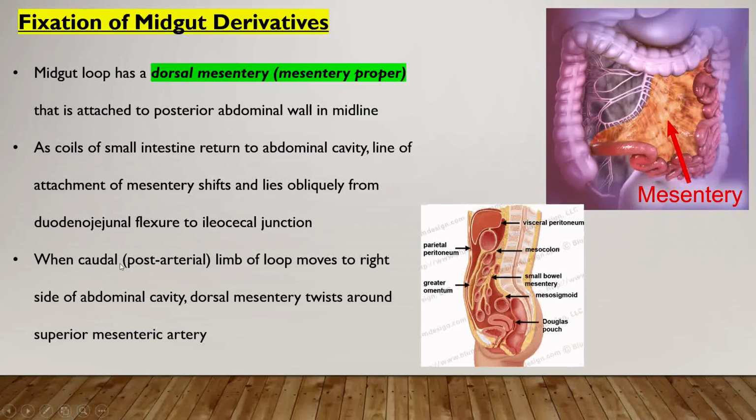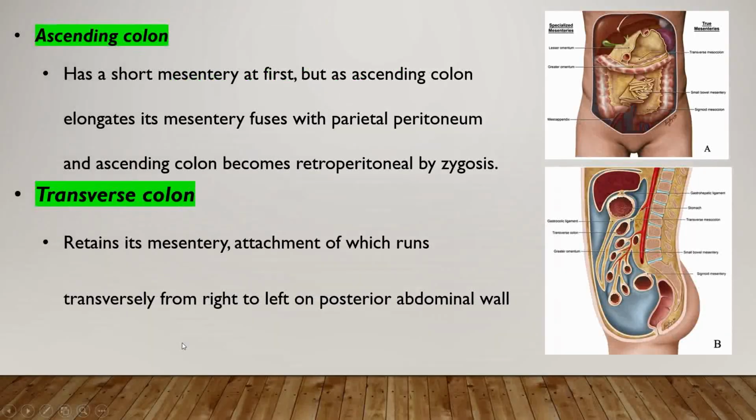The caudal part of the loop, or the post-arterial segment of the loop, moves to the right side of the abdominal cavity. The dorsal mesentery twists around the superior mesenteric artery. The ascending colon has a short mesentery at first, but as the ascending colon elongates, its mesentery fuses with the parietal peritoneum and the ascending colon becomes retroperitoneal by zygosis. The transverse colon retains its mesentery, which runs transversely from right to left on the posterior abdominal wall. So the mesentery of the transverse colon is known as the transverse mesocolon.